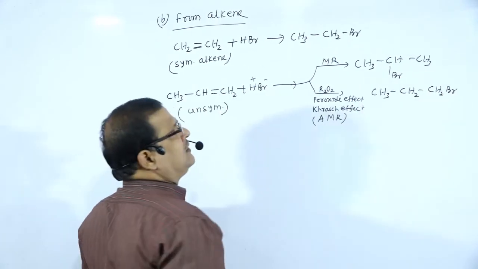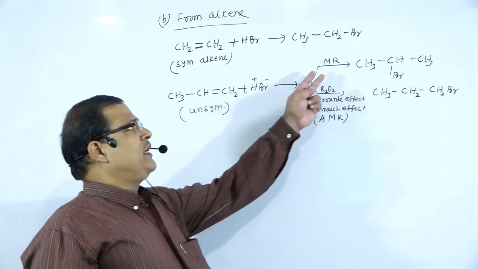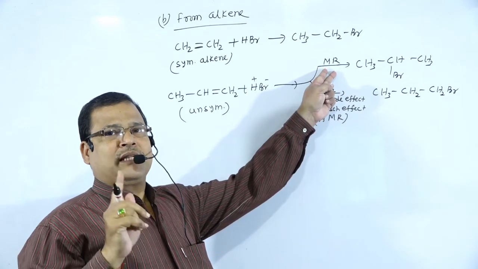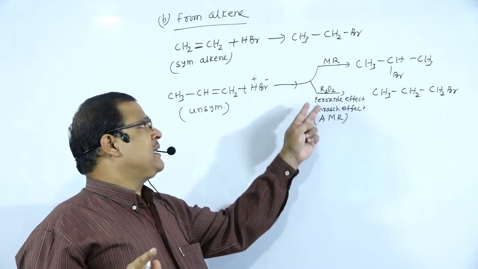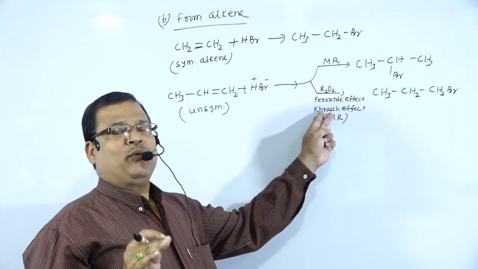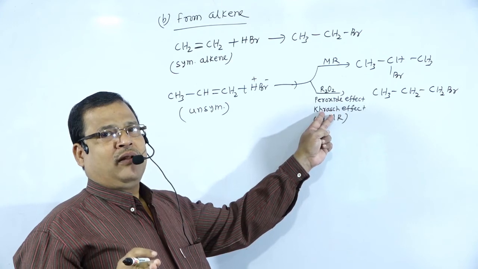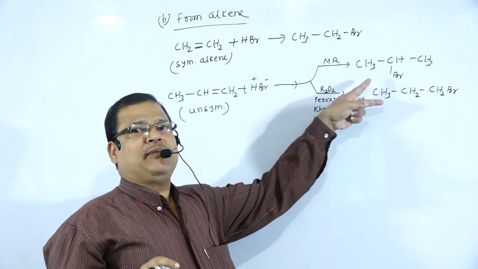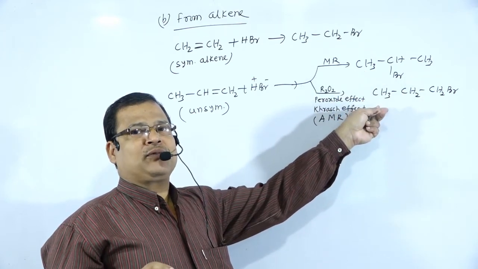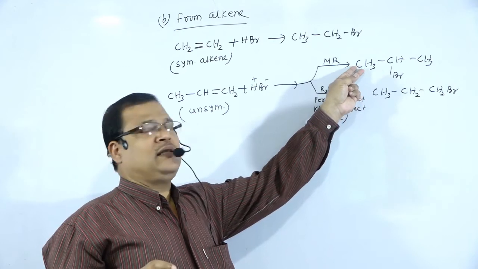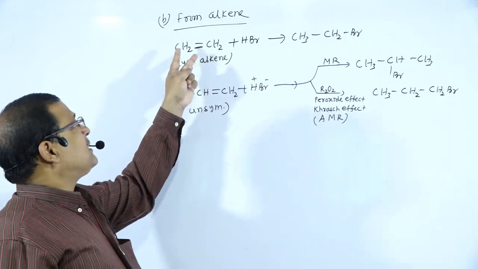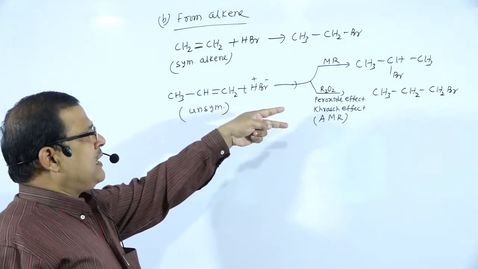In case of Markovnikov's rule, the reaction mechanism proceeds through the formation of a stable carbocation. But in case of anti-Markovnikov's rule, it proceeds through the formation of a stable free radical. The products so formed can be explained on the basis of that mechanism: formation of a stable free radical is anti-Markovnikov's rule; formation of a stable carbocation is Markovnikov's rule. So this is the explanation of Markovnikov's and anti-Markovnikov's rule.